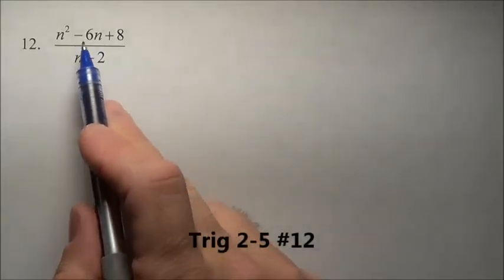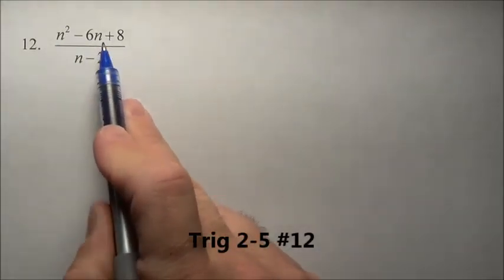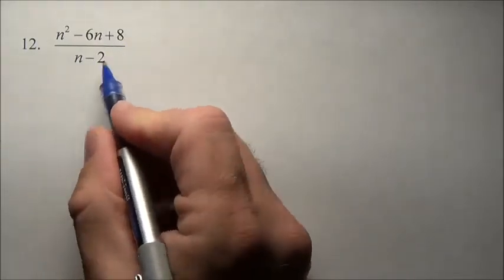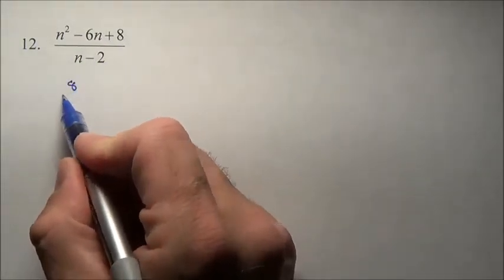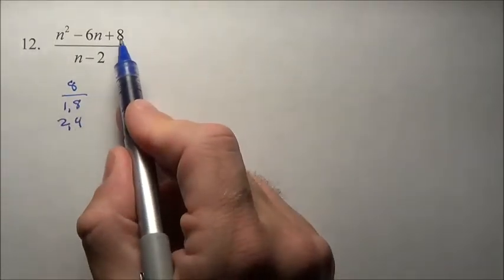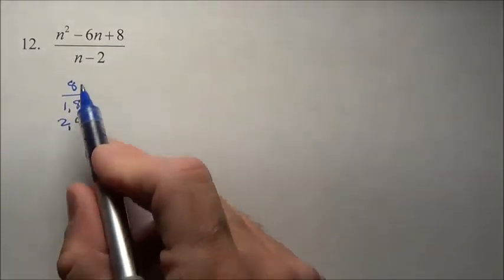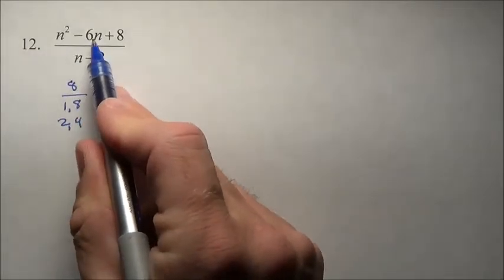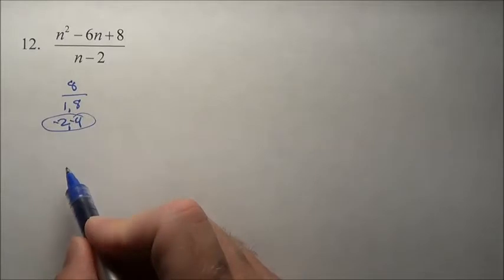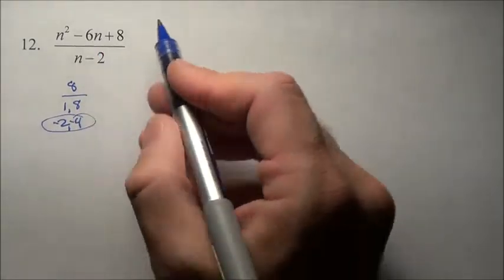Here's problem 12. We look at this and quickly notice an n squared minus 6n plus 8. We say, hey, that can factor down. Now, if we think of the factors, I'm going to have to break 8 down, and 8 breaks into 1 times 8, 2 times 4. It's a plus 8, so either both these are negative or both positive. But since I see subtracting 6n, I know they're both negative. That means it's going to be negative 2 and negative 4. Negative 2 and negative 4 would create that.